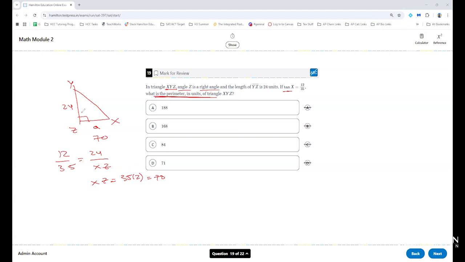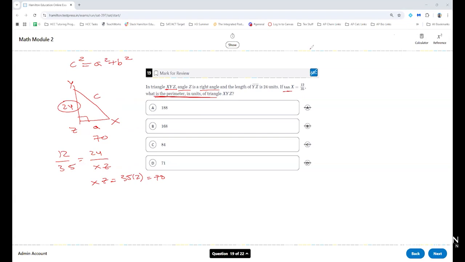What is the perimeter? Okay, so we need to do the sum of all three sides. So you have the height, we now have the base is 70, and we need to figure out the third side of the right triangle. So you're probably thinking c squared equals a squared plus b squared, and you'd be correct.